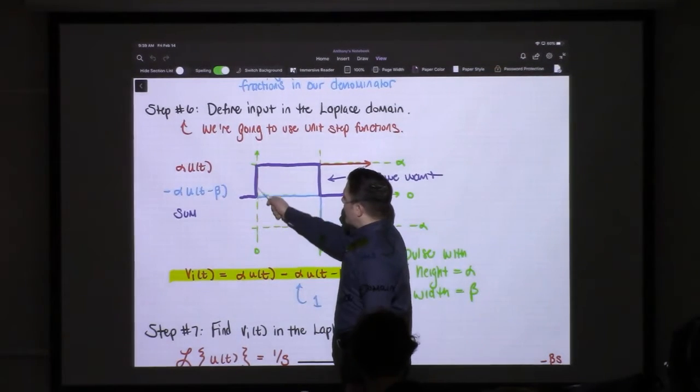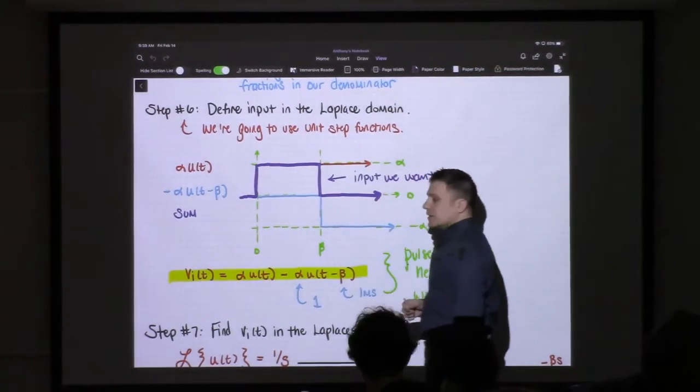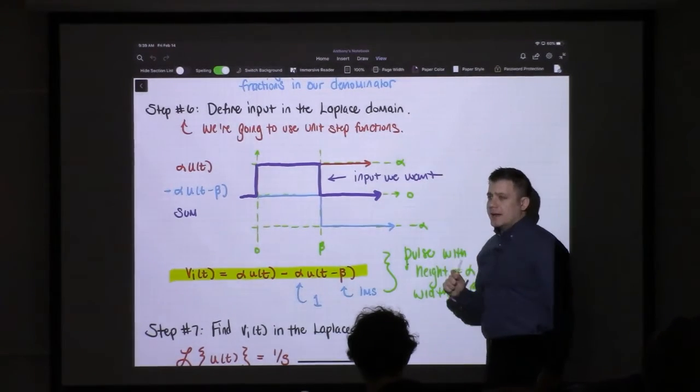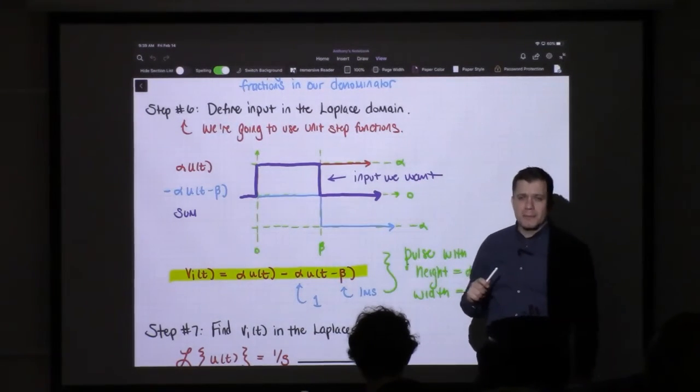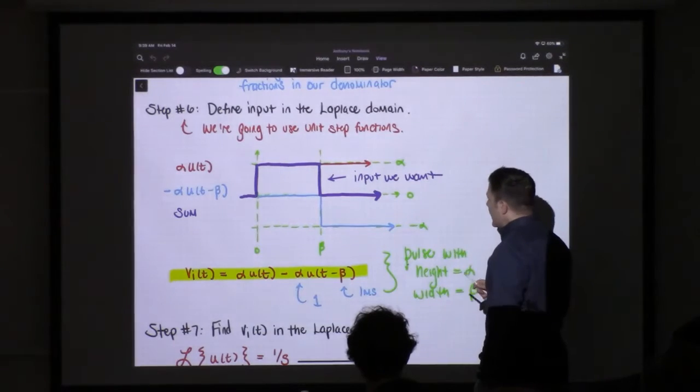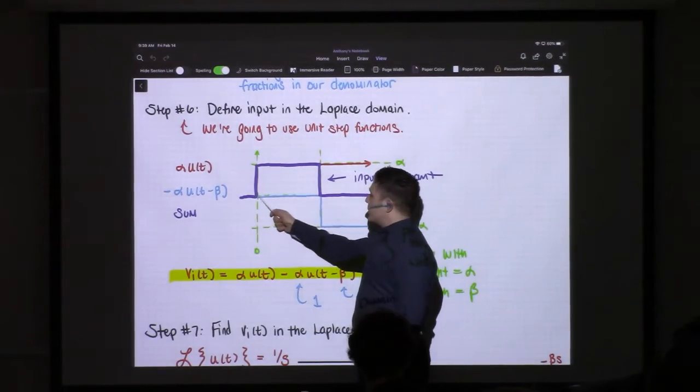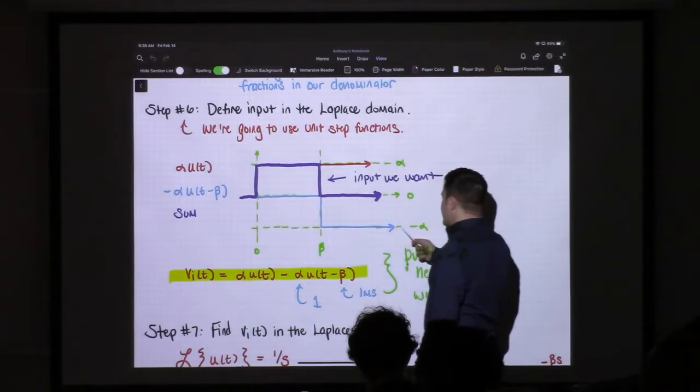So here in the red, again, is the basic unit step function, where the height is simply multiplied by alpha. Then in the blue, what we did was we flipped it upside down, so the height is negative alpha.